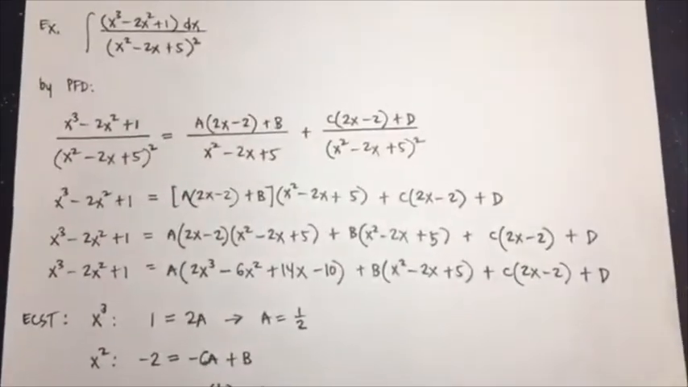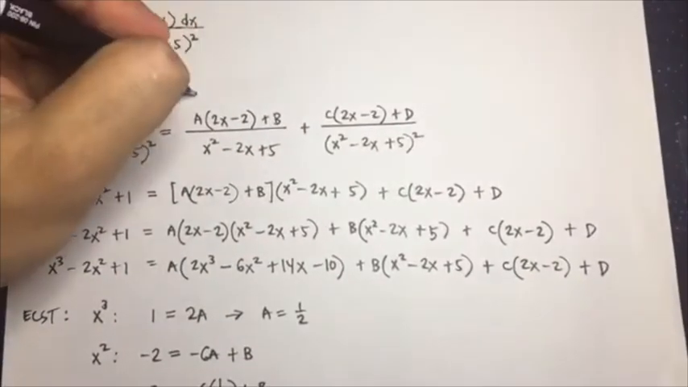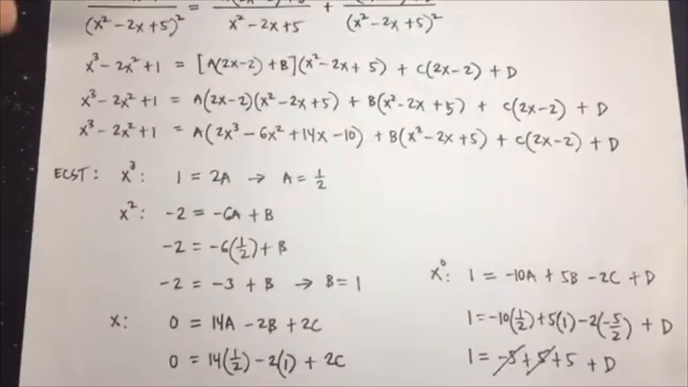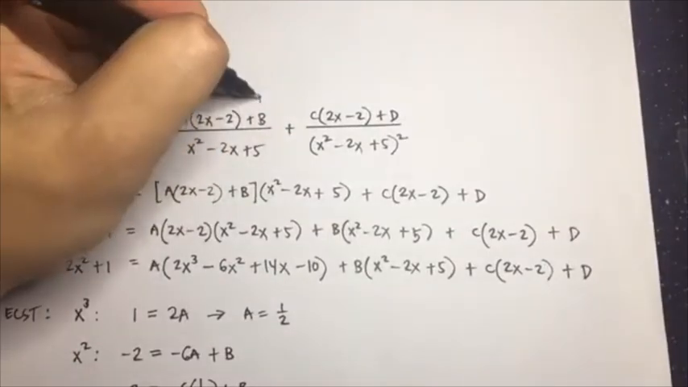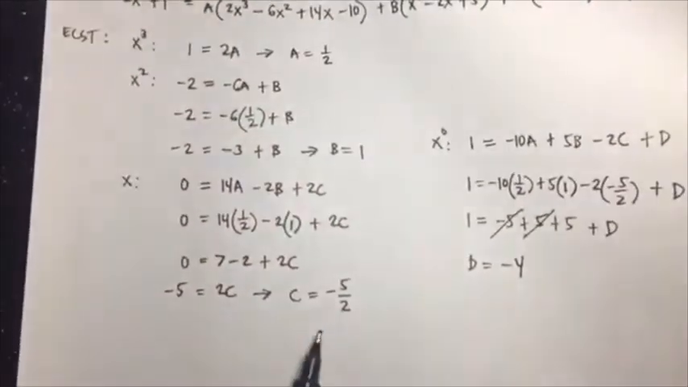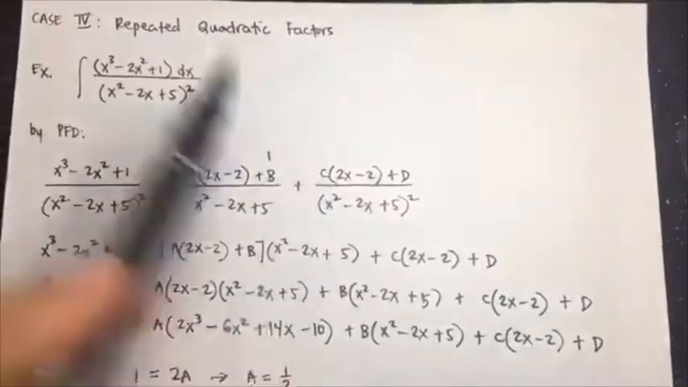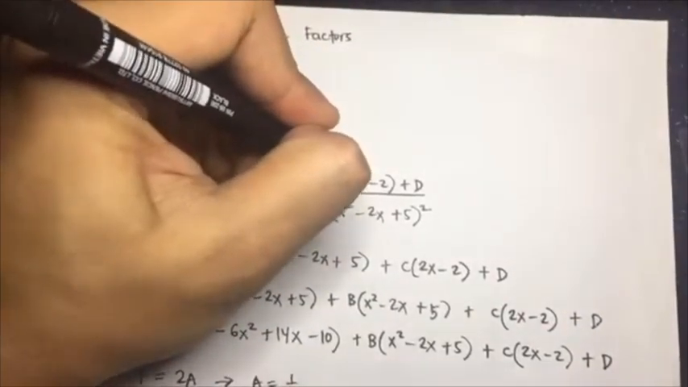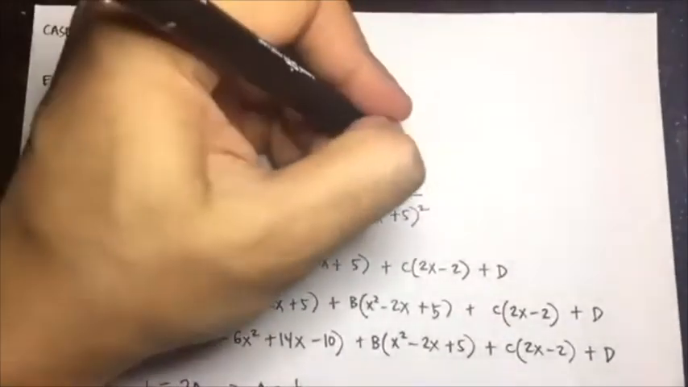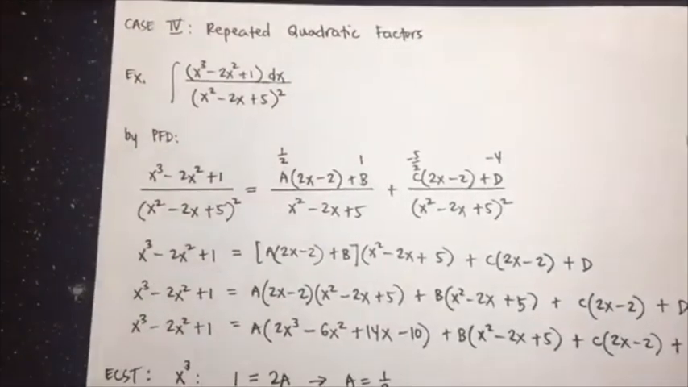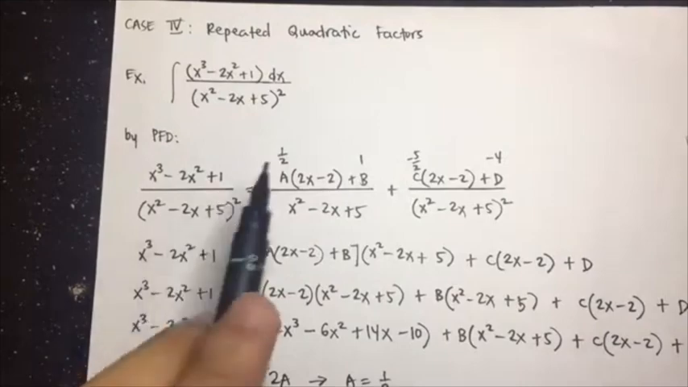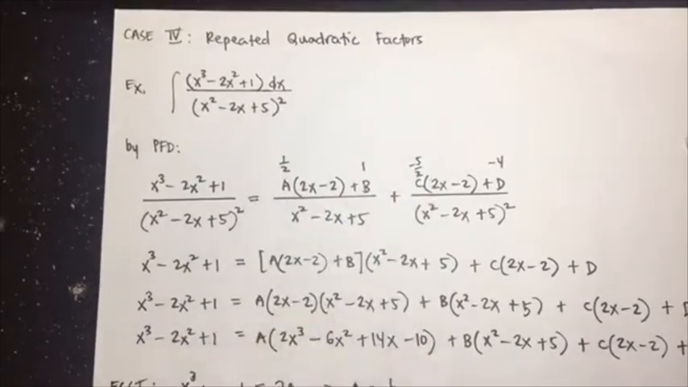Okay, so in this partial fraction, a is equal to 1/2, b is equal to 1, c is equal to negative 5/2, and d is equal to negative 4. So we will replace the unknowns with the values that we have solved.